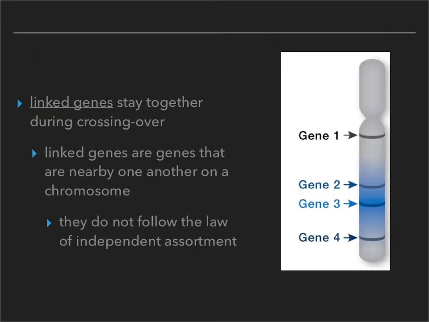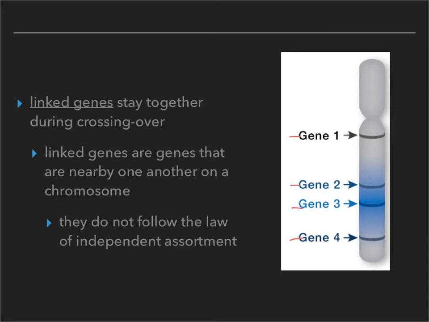Linked genes are genes that stay together during crossing over. Linked genes are located close to one another on a chromosome, and as such, they wouldn't follow the law of independent assortment. So as you can see, we have these four genes, 1, 2, 3, and 4.